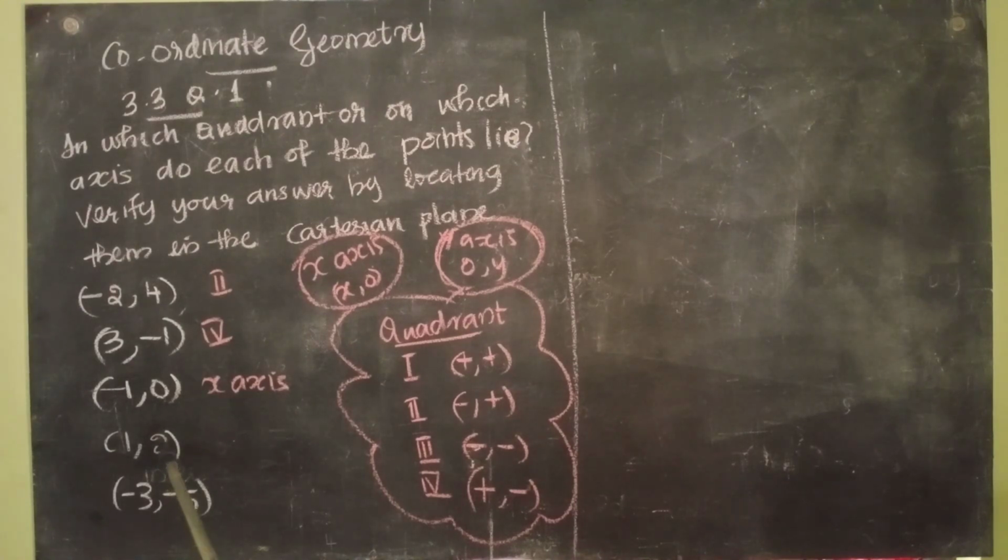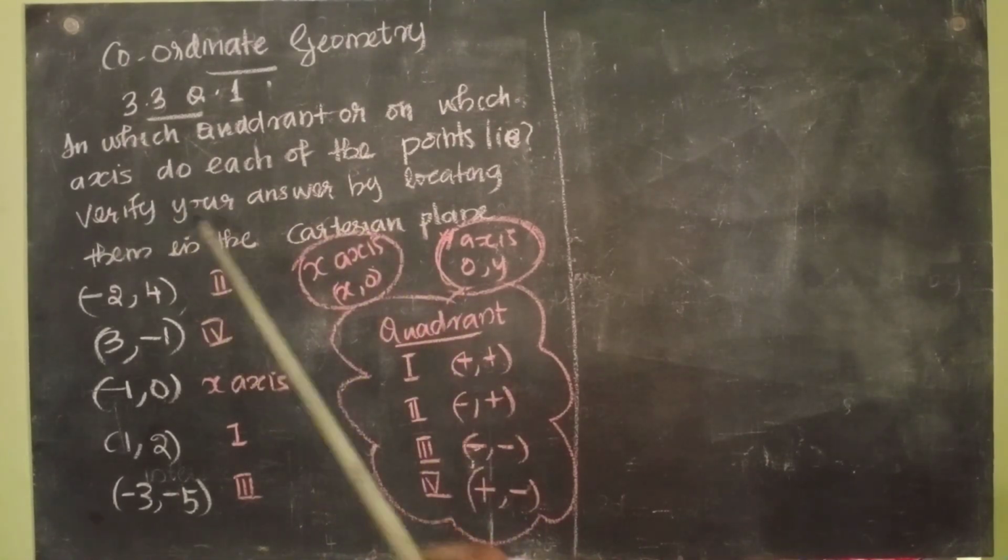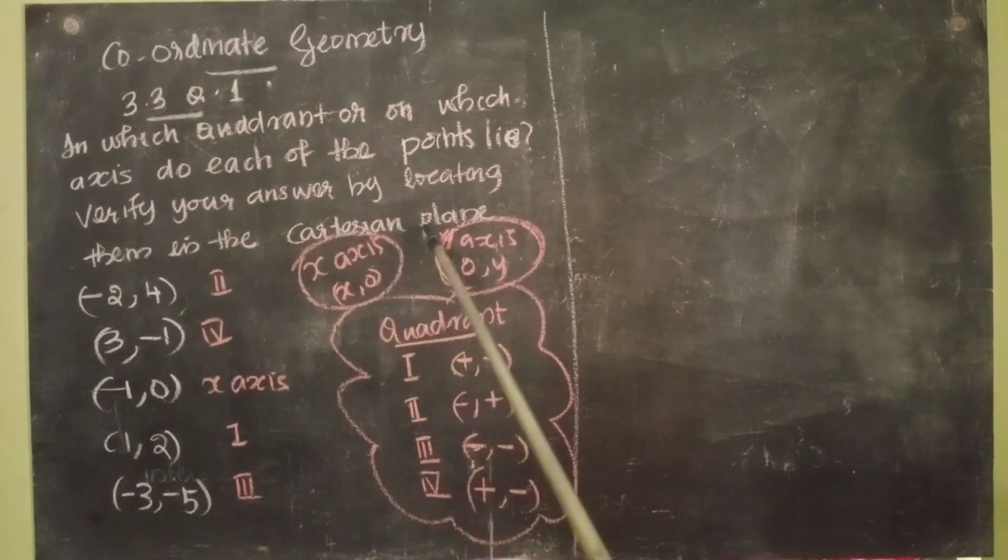Fourth question, 1, 2. It is plus plus. Positive, positive in the first quadrant. Next, minus 3, minus 5. Negative, negative is in the third quadrant. So now we found all the points in which quadrant and on which axis. Now the question has one more part: verify your answer by locating them in the Cartesian plane.